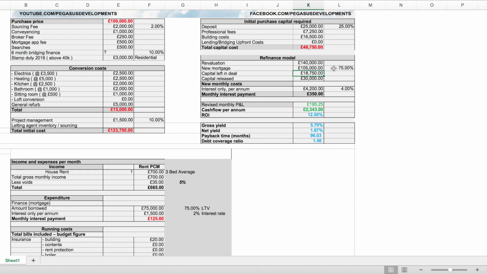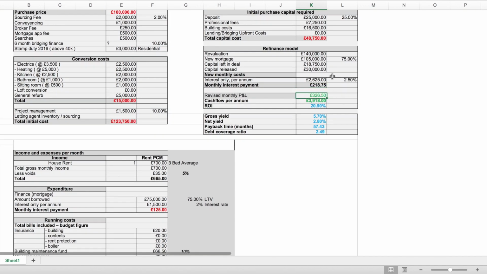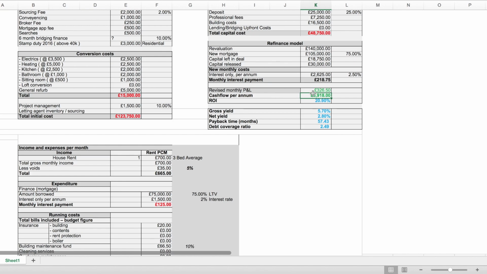So moving on, it gives you the capital left in the deal. So it works out how much equity you would release from the deal and how much of your equity you would keep tied up in the deal. So you'd have a new mortgage on it now. So you put the interest rate in there. It calculates what your new interest payments will be per month, and then it subtracts that off your gross rental income, obviously minusing all the bills down here as well, to give you your new cash flow. And that's your cash flow per annum.